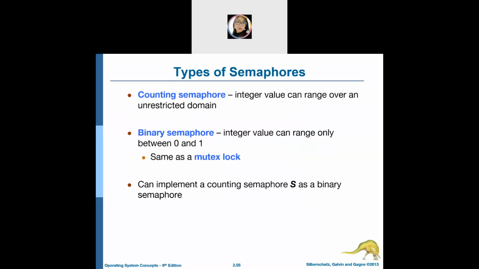So now you can see there are types of semaphore, which are counting semaphore and binary semaphore. For counting semaphore, the integer value can range over an unrestricted domain, while for binary semaphore, the integer value can range only between 0 and 1. These are just two examples, so it is quite easy for you to differentiate between counting and binary. And binary semaphore is the same as a mutex lock. Last time it was mentioned in mutex lock, there are several other algorithms or other ways quite similar to mutex lock. This is one of them, which is binary semaphore. A semaphore can implement a counting semaphore S as a binary semaphore also.